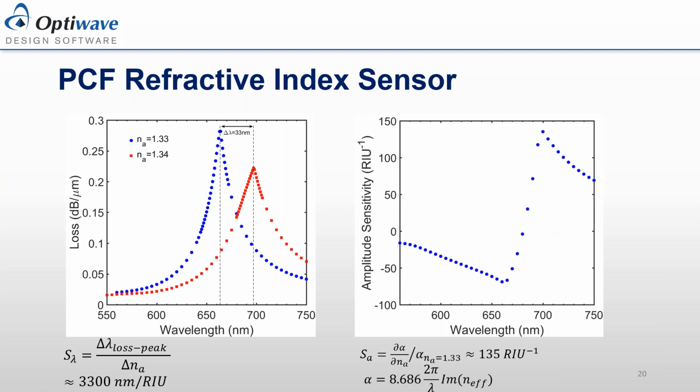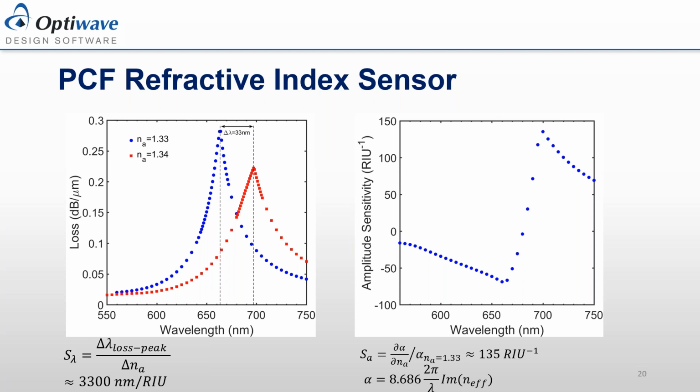Now, this particular sensor has a number of different ways of interrogating the analyte's refractive index. There's specifically 3 that can be examined here. So in the first way, as with the previous example, we can actually track the position of the loss peak.